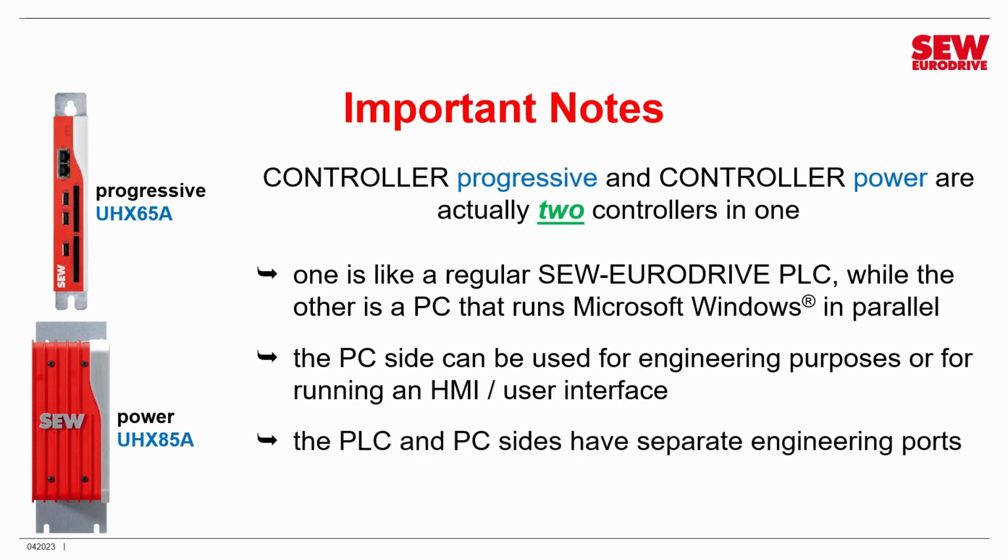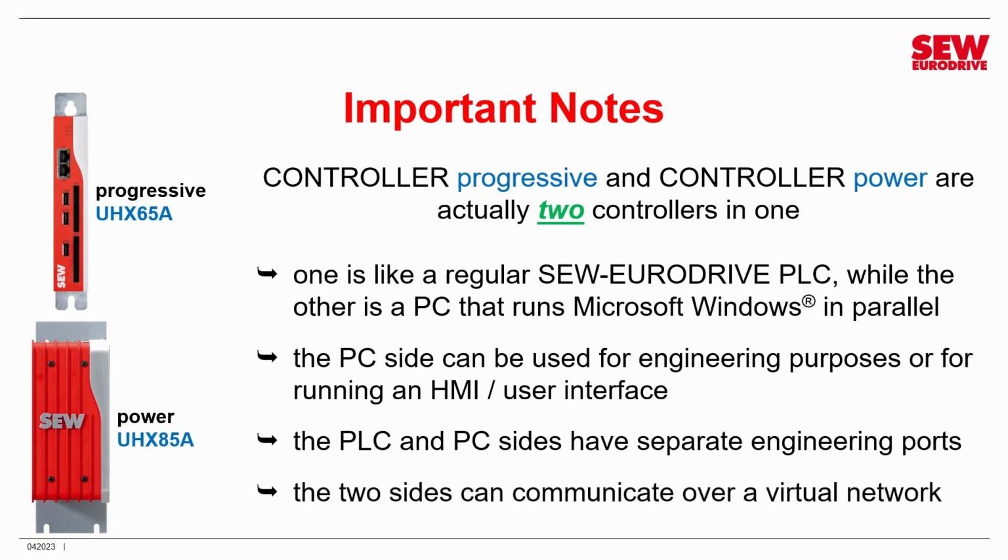The PC side and the PLC side have separate engineering ports because they're almost like 2 controllers separated. But they do have a virtual network inside where they can communicate with each other. So it's really a nice extra feature that you can use if you need it.